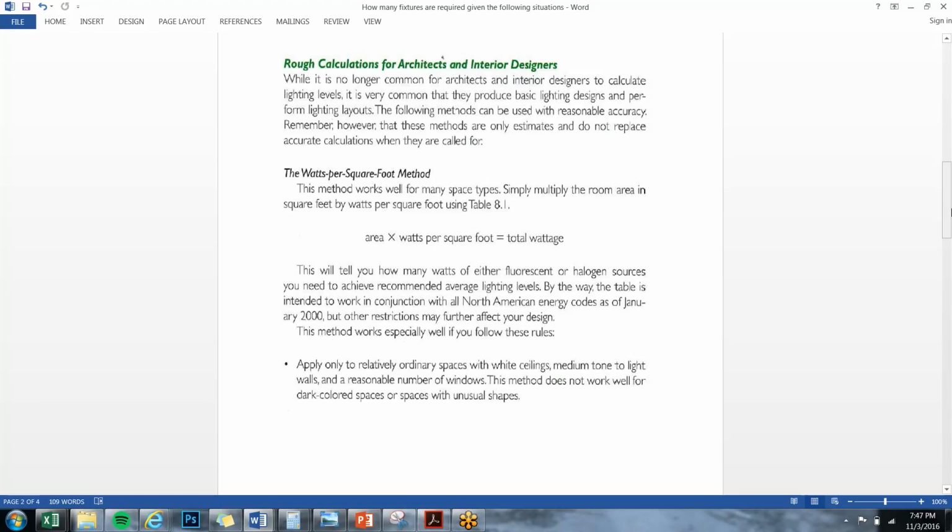This method works especially well if you follow these rules. Apply only to relatively ordinary spaces with white ceilings, medium tone to light walls, reasonable number of windows. This method does not work well for dark colored spaces or spaces with unusual shapes.